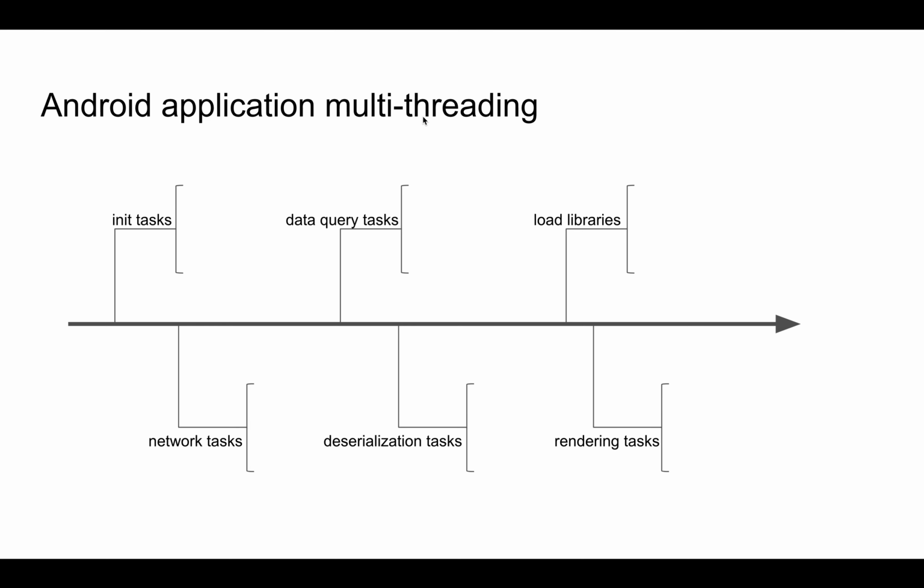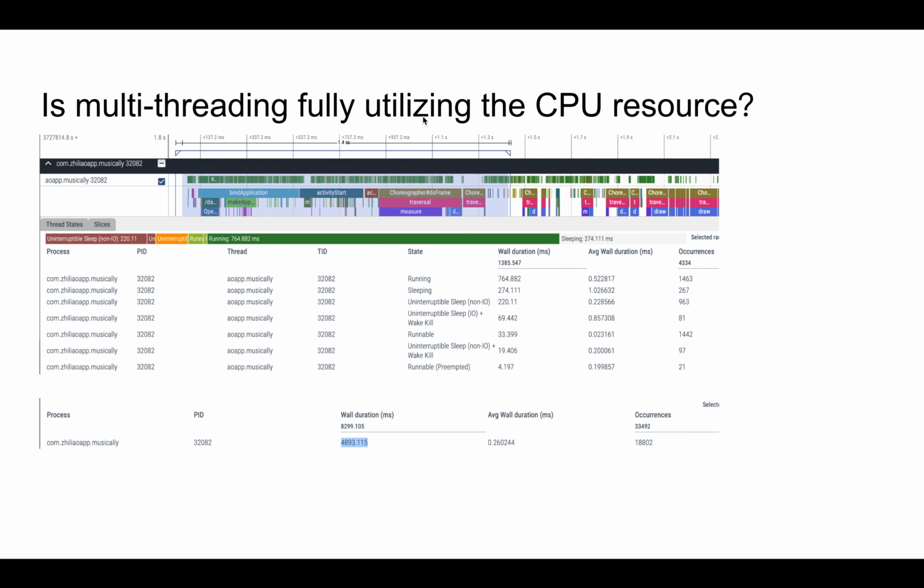At first, we could always make some improvements through multi-threading. As the application becomes more complex and more threads are created, we may not be able to go any further. Sometimes we may want to ask a question: is multi-threading in an Android application fully utilizing the multi-core CPU resource?